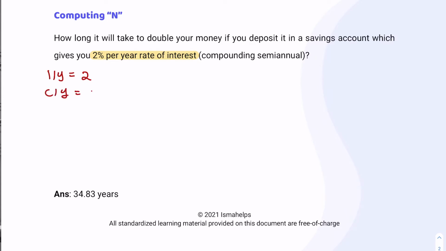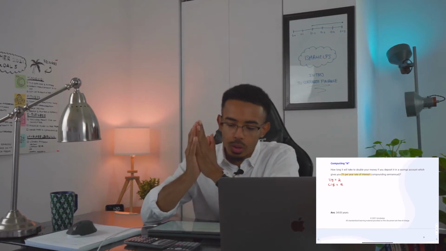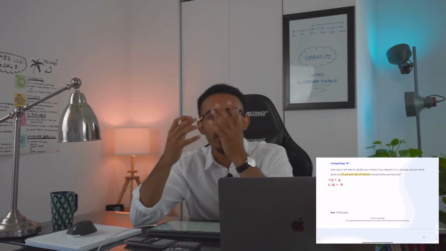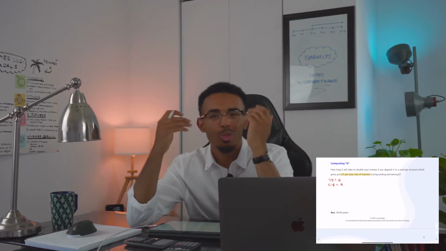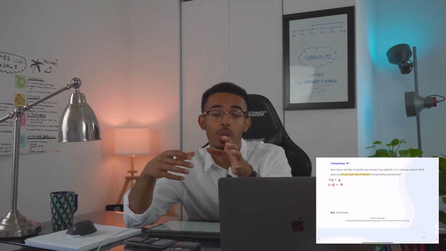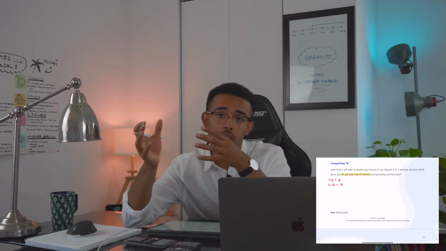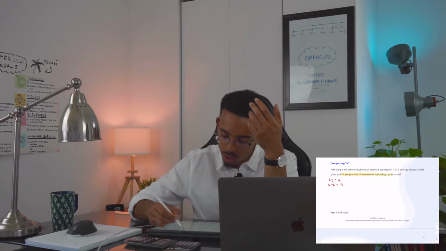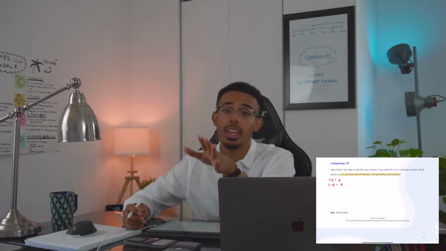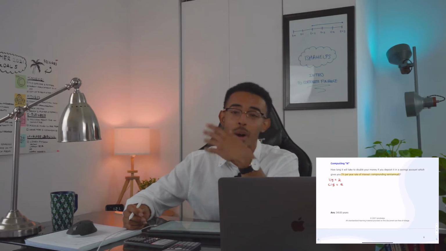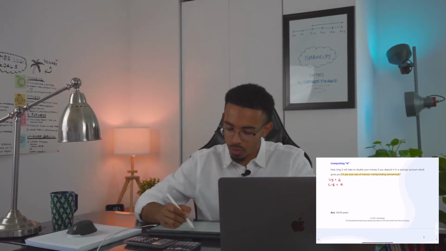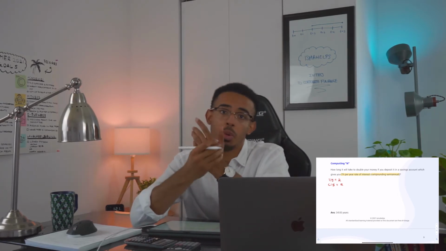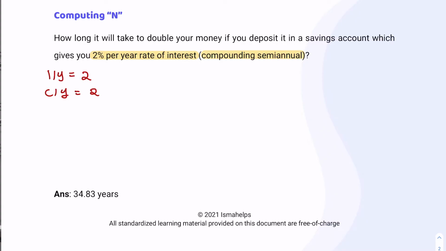So because you're compounding semi-annually, your CY is 2. By the way, when they give you that in the question, just remember that CY means compounding per year, the number of compounding periods per year. So in an exam, if they tell you compounding semi-annual, you want to know that your CY has to be 2, and vice versa, compounding annual would mean 1 and so forth. In this case, we're going to set our PY, our payments per year, as 1.